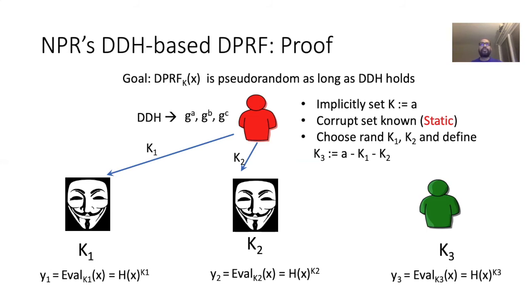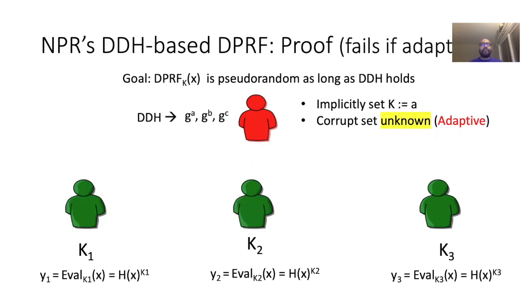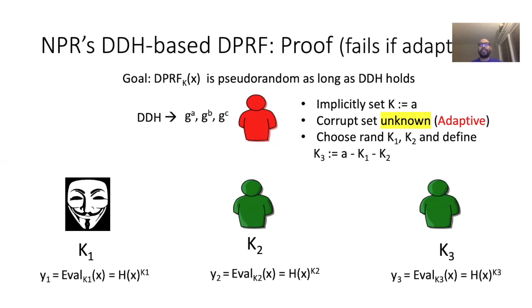Now it's not too hard to see why this fails in the adaptive case, because it is very crucial that it knows the corrupt set. In the adaptive case the corrupt set is unknown. So let's see what happens if it executes exactly the same steps. Say the adaptive corruption happens for party 1 first. It chooses random k1, k2, and defines k3 equal to a minus k1 minus k2. This is an implicit definition.